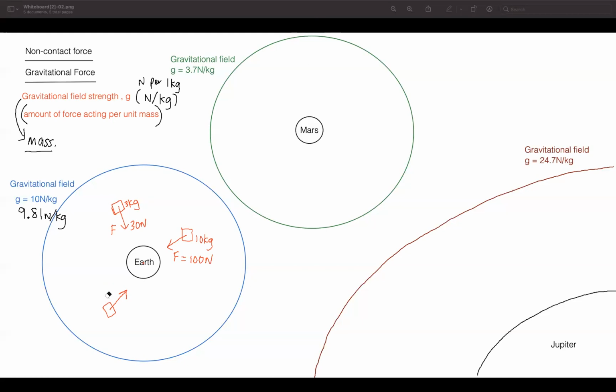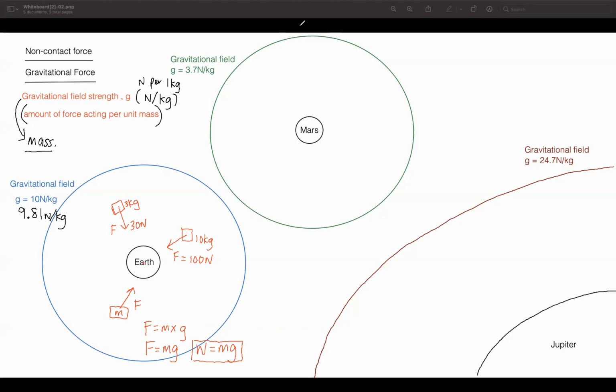So in general, I can say that for an object with an unknown mass m, there's an amount of gravitational force pulling it, and this force is equal to the mass times the gravitational field strength. That's how you get your W = mg formula. Force equals mg, I can also write W = mg.